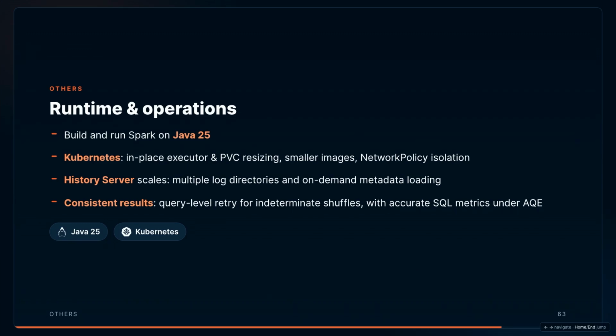And also, in Spark 4.2, we start to support JVM 25. In the Kubernetes area, we also support many new features like in-place executor resizing, PVC resizing, smaller images, and some network policy isolation. We also improved the history server as well. That is quite a bit of improvement.